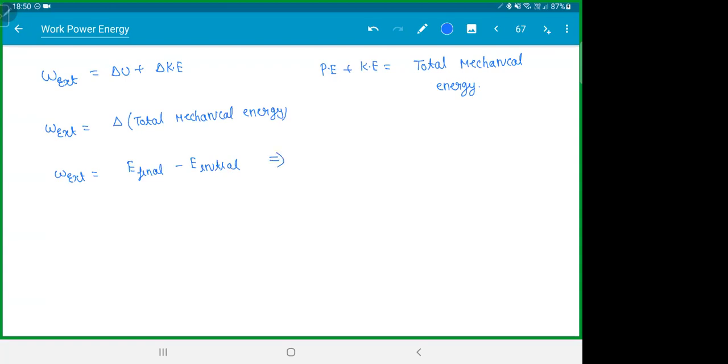I like to write it in this form: E final equals E initial plus work done by external. Because try to think of it like this. You have 100 rupees, I gave you 50 rupees. How much should you have? 150, no? It looks pretty intuitive that way. You have something, I gave you something more, and the total should be E initial plus work done by external. This will be quite useful when you're solving certain problems.